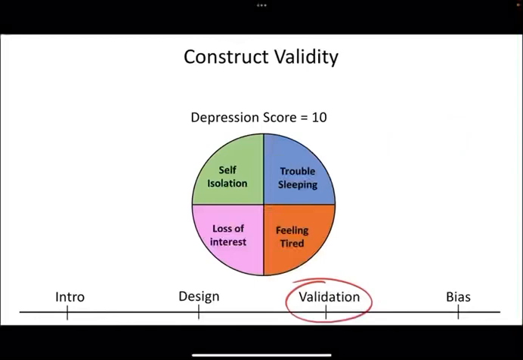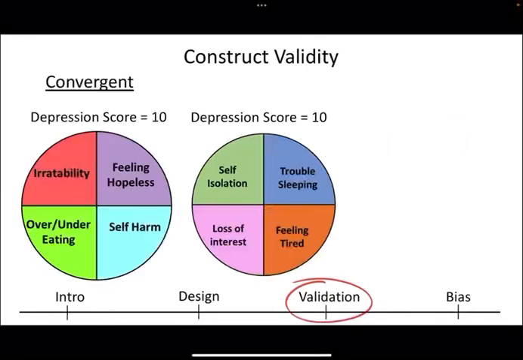Construct validity is an interesting one and a little abstract to explain, but I'll do my best. So here we have this depression score, which is 10, and it is basically this latent construct that is composed of these individual things, all these symptoms of depression, like feelings of self-isolation, loss of interest, feeling tired, and trouble sleeping. Basically each of those are more measurable. You can ask 0 to 10 how much they experience that, and then use that to get a depression score. With construct validity, there's two ways to go about it.